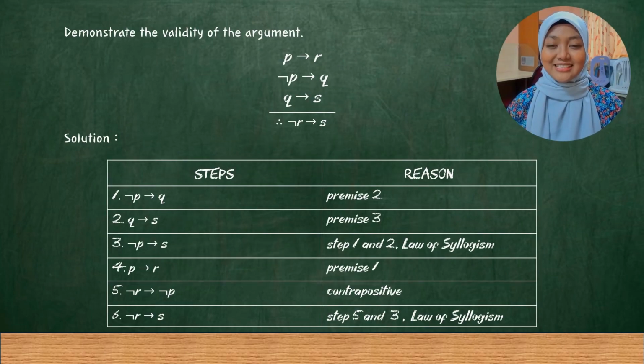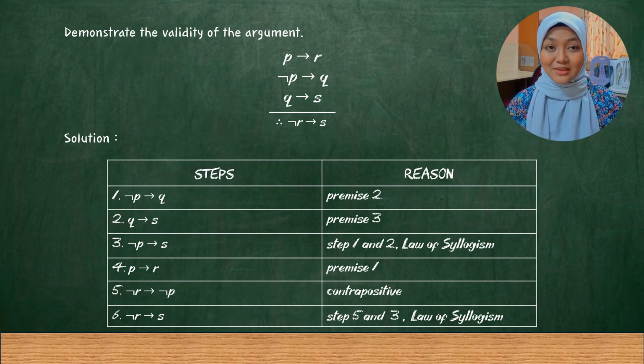Rule of inference, example 1. First, I choose premise 2, not P implies Q, for the first step, and Q implies S, which is premise 3, for the second step. Then, apply the law of syllogism for steps 1 and 2, which is that when not P implies Q and Q implies S, I will get not P implies S.